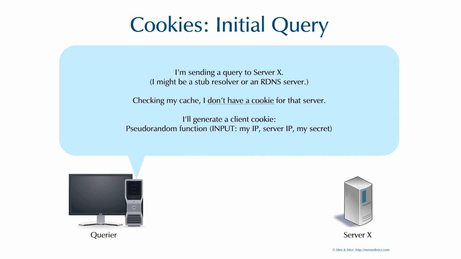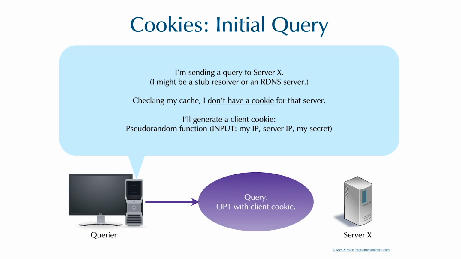Okay, here we go. We have a querier on the left, and he says, hey, I'm sending a query to server X. He looks in his cache and says, I don't have a cookie for that server, and so he generates a new client cookie. The input for the pseudo-random function to generate the client cookie is his own IP address that he's sending the cookie from, the server's IP address, and a secret that the client self-generated, a random secret. And there goes the query. In the additional section, we have an OPT resource record. So this is EDNS, and there's a client cookie option.